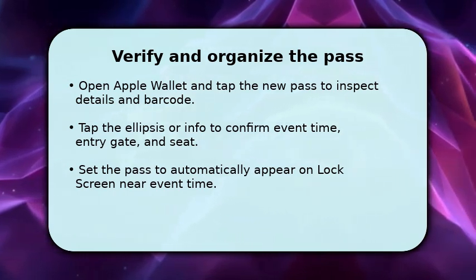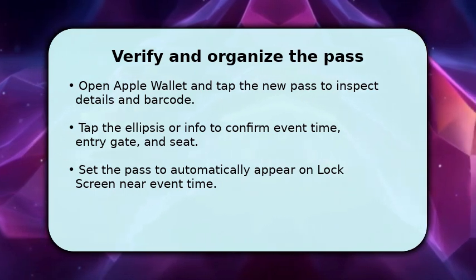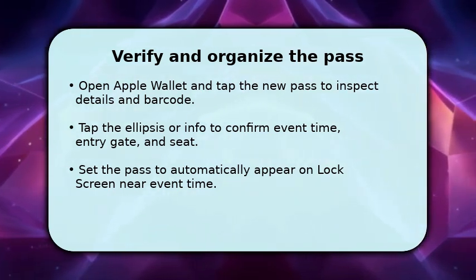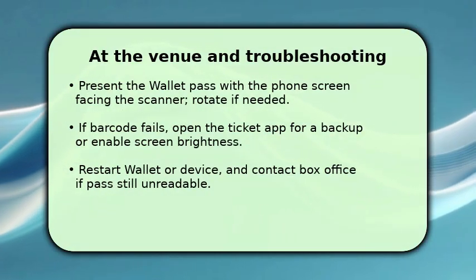Once organized, optionally add the venue to maps for directions and check transit times. When you reach the entrance, present the wallet pass with your screen facing the scanner and keep brightness up. Some scanners need a direct view.